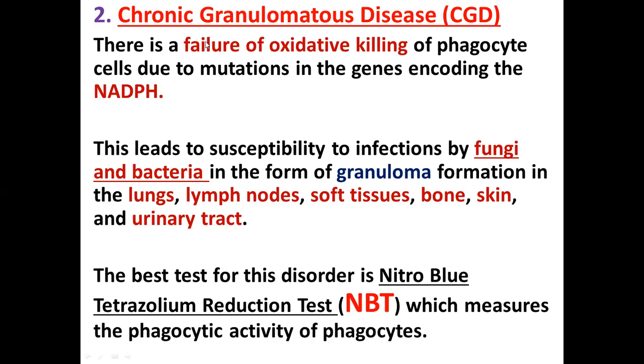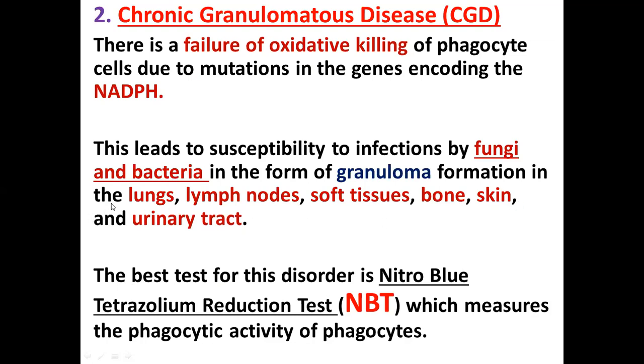CGD: there is failure in the oxidative killing of phagocytic cells due to mutation in the gene of NADPH oxidase. You know, NADPH is very important in the oxidative killing of the phagocytic cells. This will lead to infection by fungi and bacteria, and granuloma formation. When you examine the patient, you see the body full of granulomas everywhere: in the lungs, lymph nodes, soft tissue, bone, skin, and urinary tract. Many granulomas at these areas.